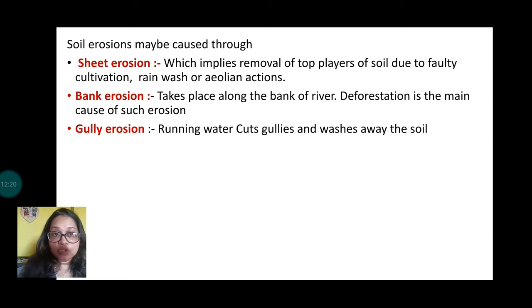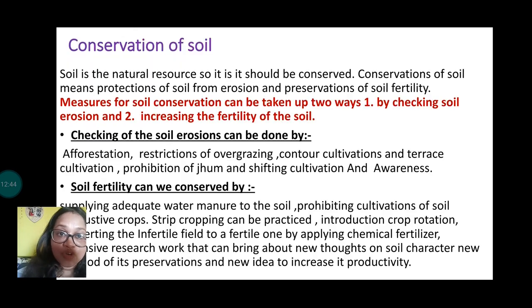Bank erosion takes place on the bank of a river, and deforestation is the main cause of such erosion. And gully erosion means running water cuts gullies and small streams, and they wash away the soil. So these are mainly the reasons for soil erosion, and by sheet erosion, gully erosion and bank erosion, the soil is eroded. Now, the conservation of soil.